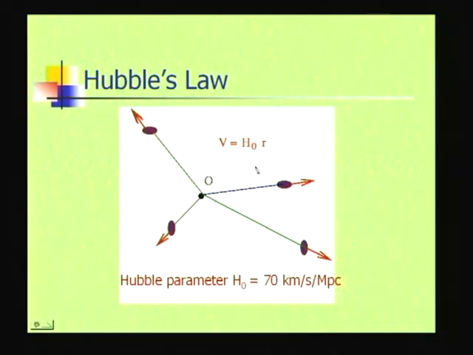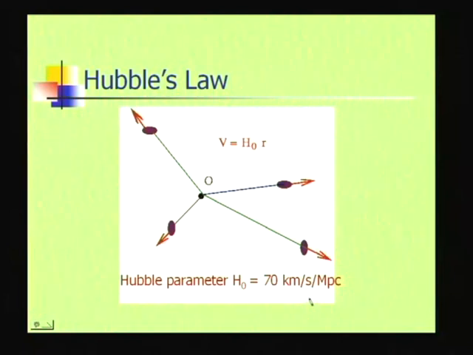This observational finding goes by the name of Hubble's law, and the constant of proportionality that relates the speed with which a galaxy is moving away from us to its distance is called the Hubble parameter. It is believed that at present the value of the Hubble parameter is somewhere around 70 kilometers per second per megaparsec.